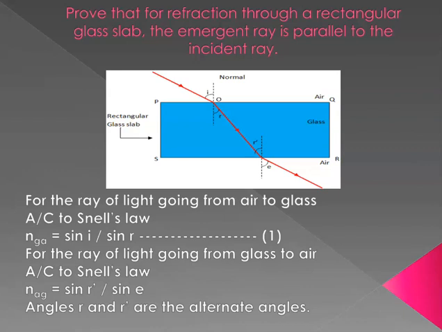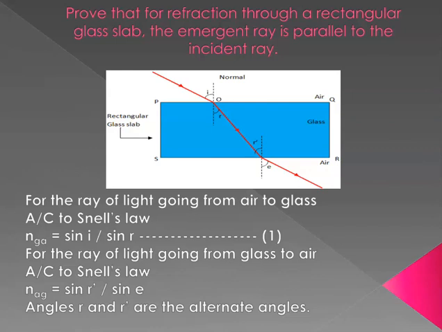How would you prove it? First, in the case of a glass slab, there are two refracting surfaces. The first refracting surface is PQ in the figure. So refraction takes place at the point O on the first surface PQ. According to Snell's law, when the ray passes from air to glass, refractive index of glass with respect to air, in symbol nGA, is equal to sin I by sin R, equation 1.